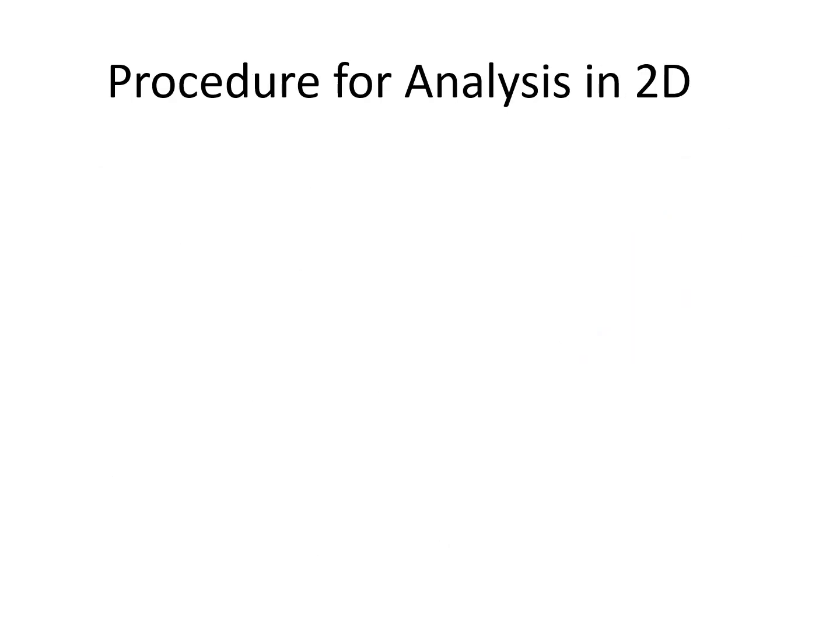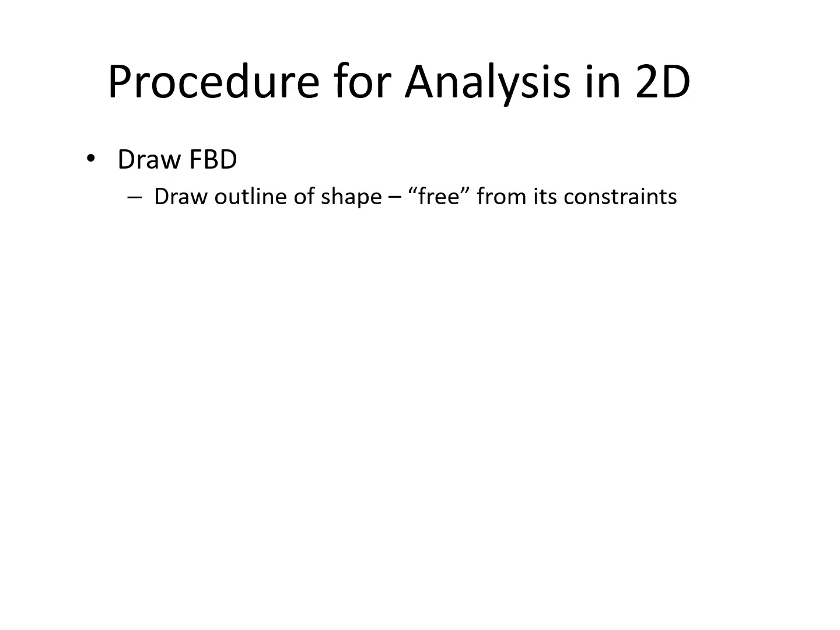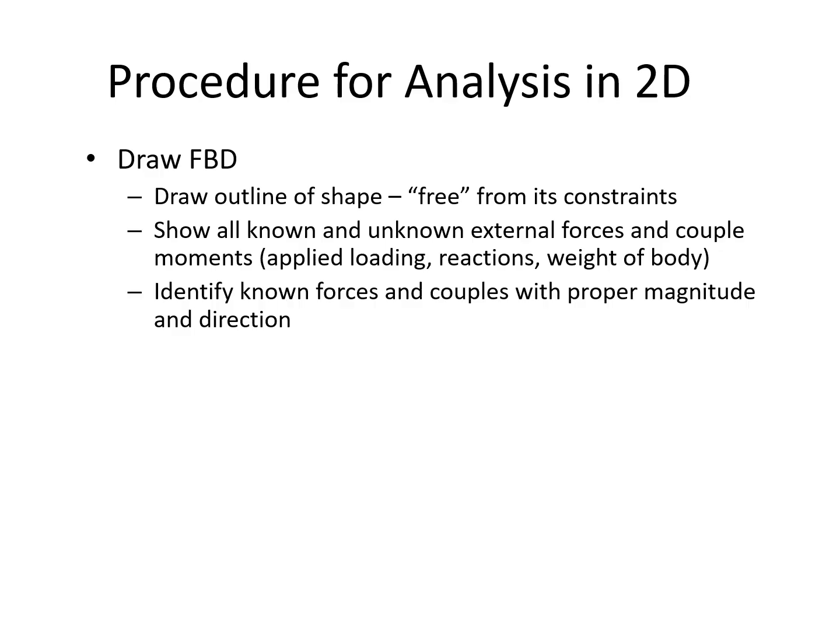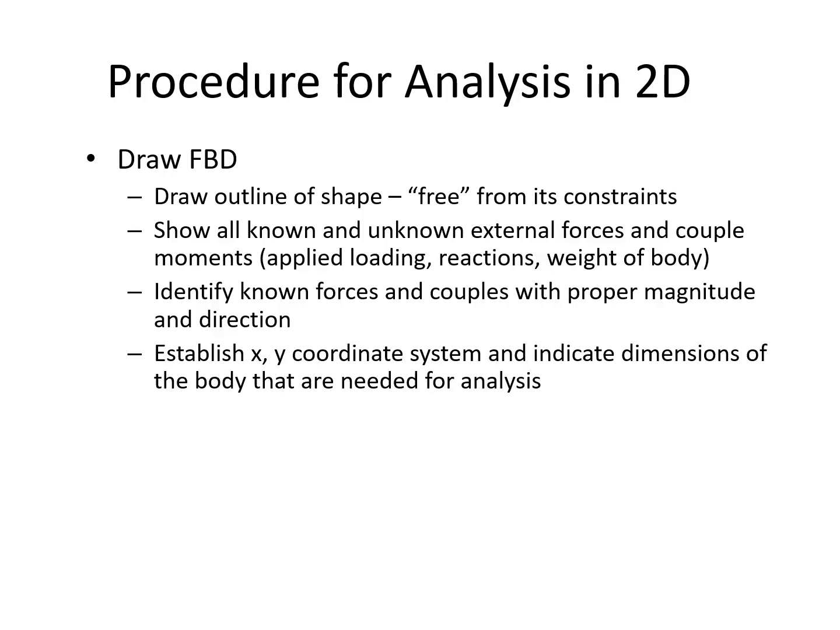So as a recap, if you are solving equilibrium problems for a rigid body in 2 dimensions, the first thing you need to do is draw the free body diagram. That means drawing the outline of the shape free from its constraints, showing all the known and unknown external forces and couple moments. That includes all applied loadings, the reactions, and the weight of the body if it's significant. And then identify the known forces and couple moments with their proper magnitude and direction. Establish your axes and indicate any directions that are needed for analysis.